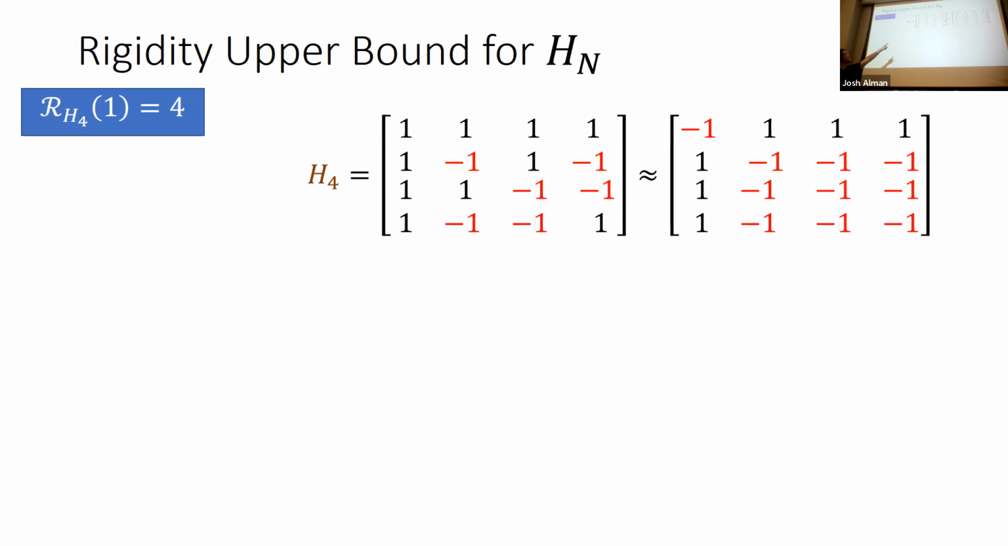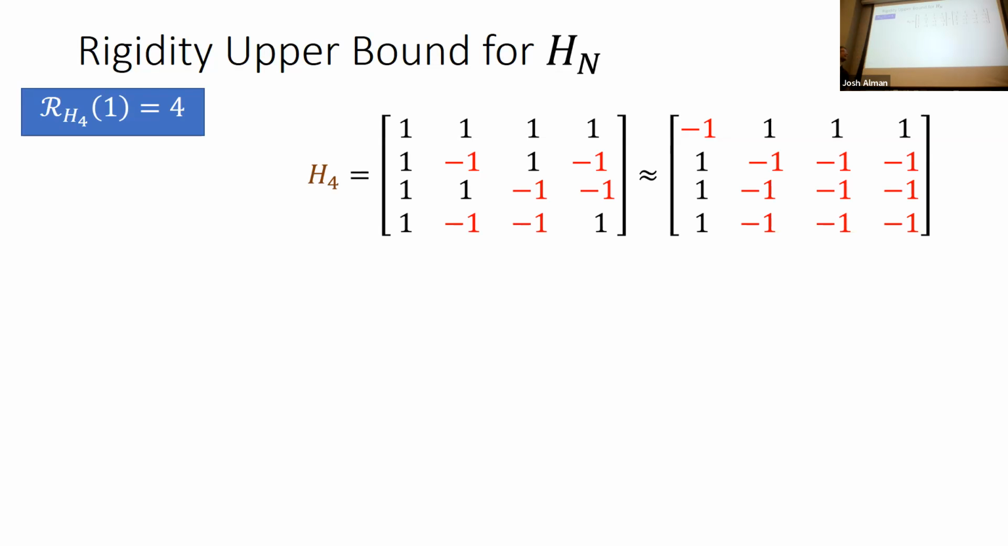Here's the 4x4 Hadamard matrix, and here's a rank 1 matrix that I claim, first, you can check differs from it in only 4 entries. And you can check it really is rank 1 because each row after the first one is the negation of the first row. This shows that the rigidity is at most 4. You can actually see this is tight, so it's exactly 4.